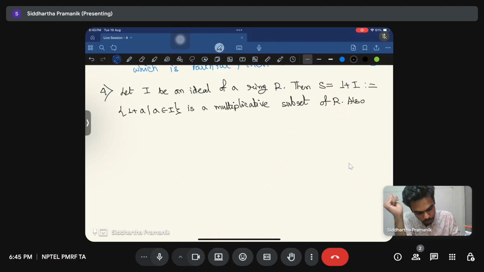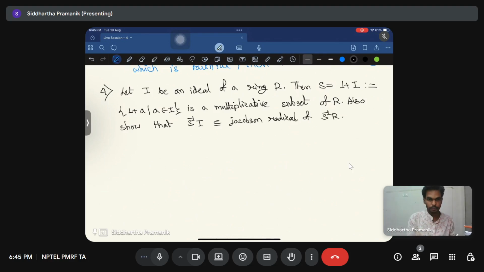Also show that we can take the image of I in the localization, and this ideal is a subset of the Jacobson radical of the localized ring S inverse R. Okay, so I will come to the second part, but let's prove the easier one, which is the first part. Both are easy, so let's do them one by one.